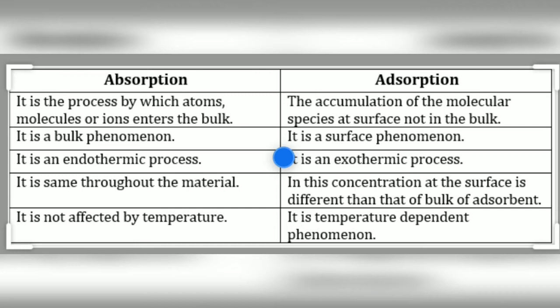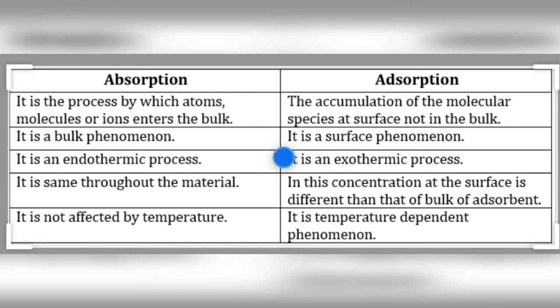Adsorption is endothermic, absorption is exothermic. Absorption is the same throughout the material, and in adsorption the concentration at the surface is different from that in the bulk. Absorption is not affected by temperature, whereas adsorption is very importantly affected by temperature.